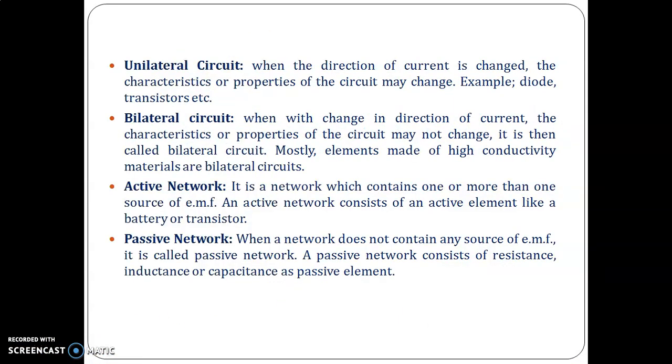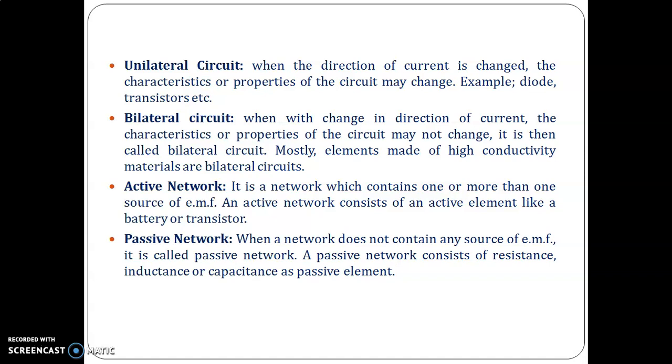Next one, unilateral circuit. That is, whenever the direction of current is changed, the characteristics or properties of the circuit may change. This is nothing but a unidirectional circuit. In a unidirectional circuit, the path of the current is valid only for one particular direction. It is not possible in both directions.